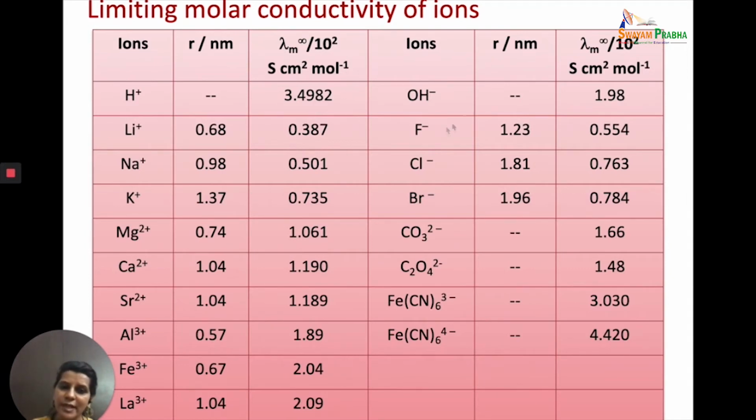Now let's look at the anions. In the case of the OH- anion, just see the values in comparison to F-, Cl-, Br-. They are very, very different. This value is 0.554 and this value is 1.98 into 10 to the power 2. So the difference between OH- and the other anions is very large. Also, again, just see if you have a monovalent ion and if you have a divalent ion, the values are different. If you have a negative charge of 2, you have high values. If you have a negative charge of 1, the values are lower. If you have a negative charge of 3 or 4, the values become even higher.